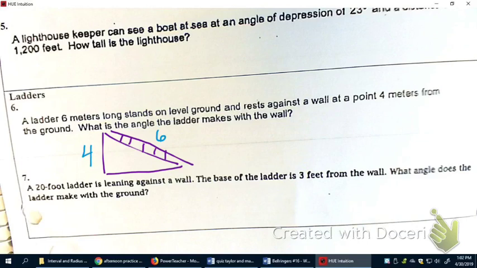Okay. What angle is the ladder? What is the angle the ladder makes with the wall? So what angle is it talking about here? So here's a time where we're not talking about that same angle, okay? It doesn't say anything about depression, so it's actually talking about that top angle that's inside the triangle, okay?